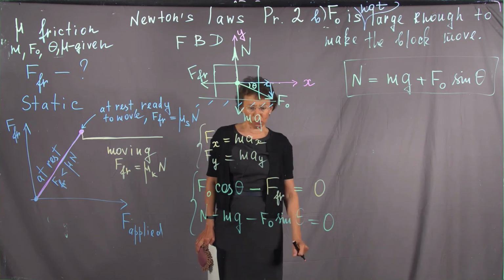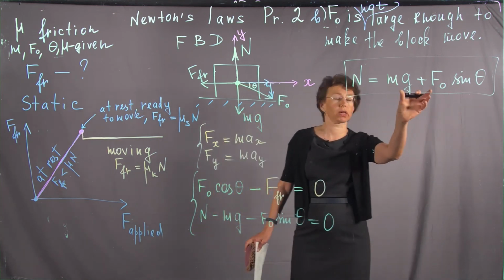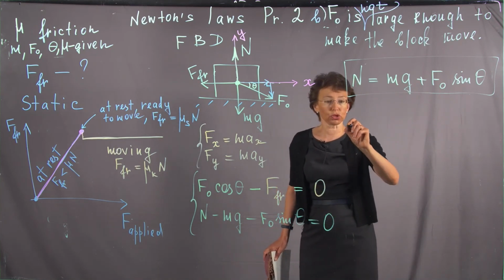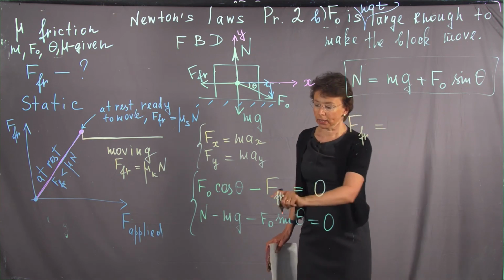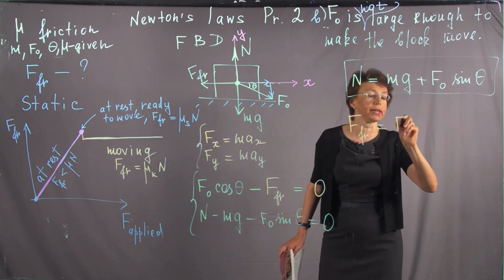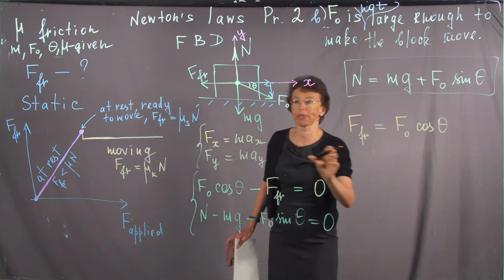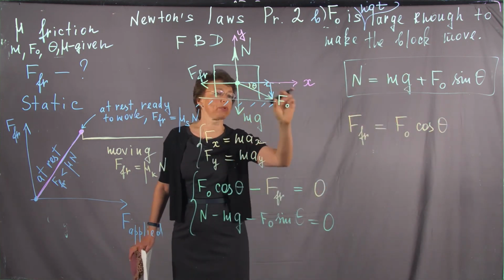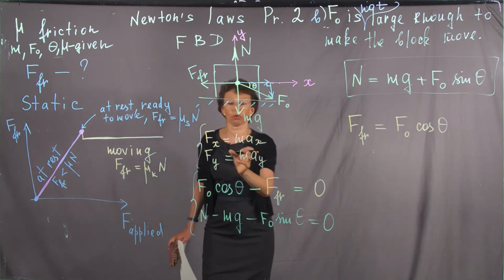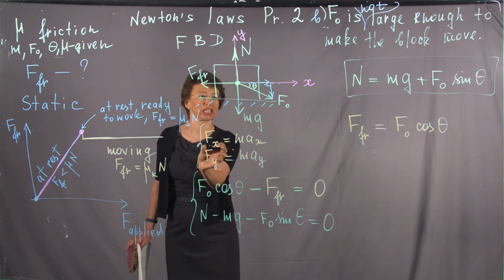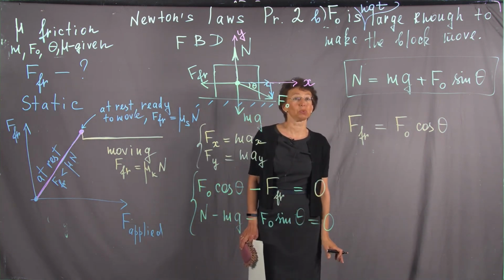Can I solve for force of friction? Yes. Normal force, by the way, has no changes. But force of friction in this part B is equal to F naught cosine theta. So it compensates the x component of F naught to keep the object at rest, to have net force in x direction 0, which keeps it at rest. And that was part B.